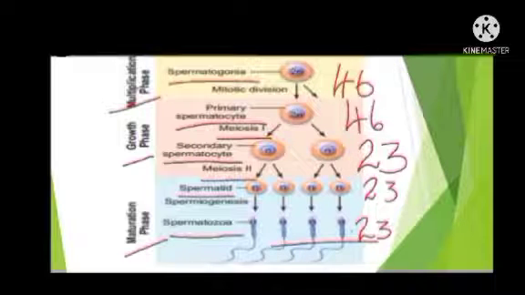Okay. Then, when they are matured, what happens? The spermatozoa will be released into the lumen of the seminiferous tubule and that process is called spermiation. Okay. So, what is spermiation? When the sperms mature, they are released into the lumen, the cavity of the seminiferous tubule, and that process is called spermiation.